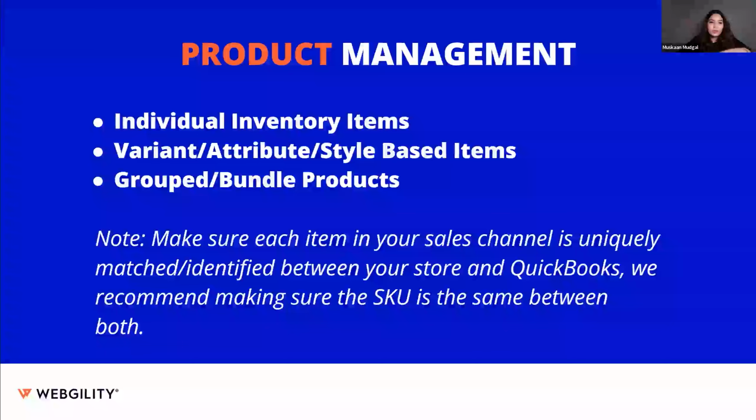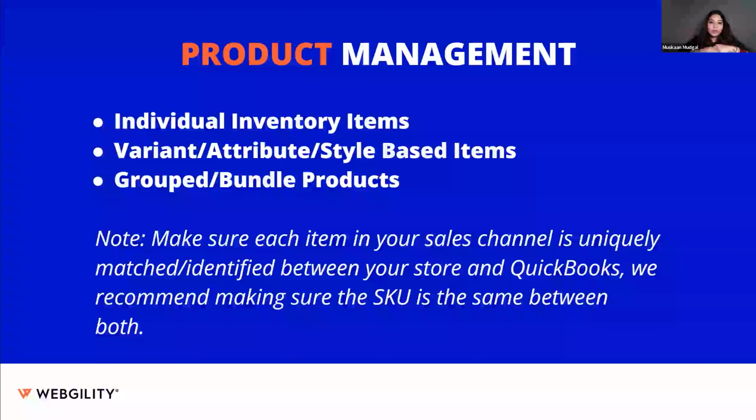So whenever we talk about variant style based items, we should create them both in your sales channel as well as in your QuickBooks. Talking about the bundle or the group products, again, we have an option to create bundles in QuickBooks where, let's say, five products are in that bundle. Webgility has the ability to reduce the particular items from each inventory rather than the bundle, because a bundle cannot have a quantity on QuickBooks.